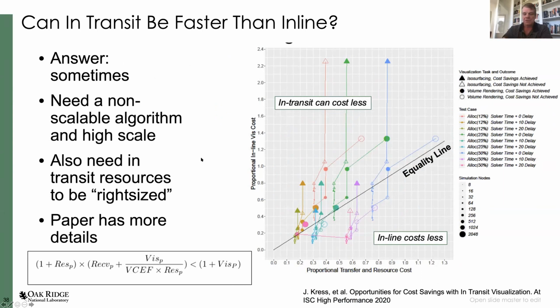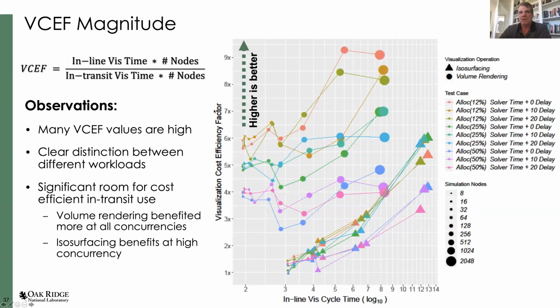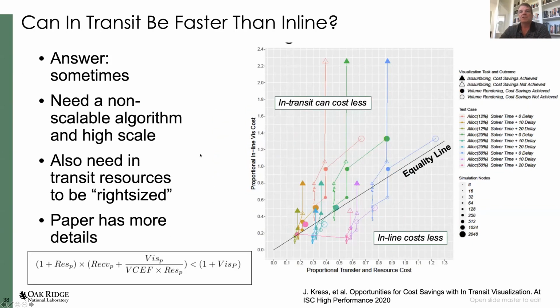lot more communication. So this previous chart was what is the opportunity for savings, and so this is what we actually found. We ran the cases where it was possible for in transit to be cheaper, and these are the cases where the glyphs that are filled in are the ones that actually achieved a cost savings, and the cost factor is right here. So this particular one had a 2.3. It was 2.3 times less costly to run it in transit than to run it inline. And we've got the equality line here where both of them are the same.